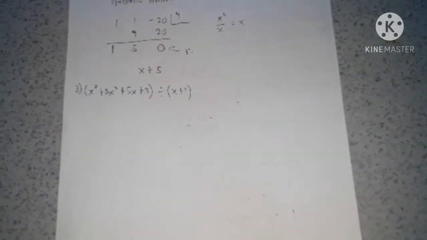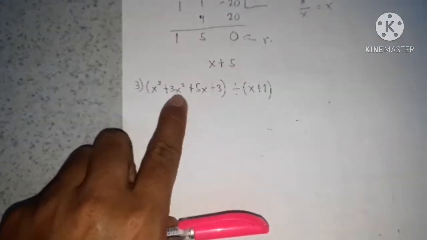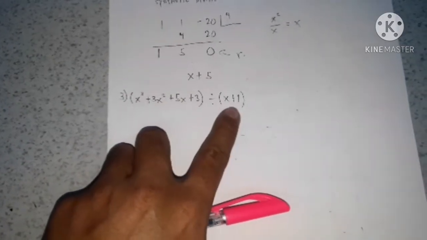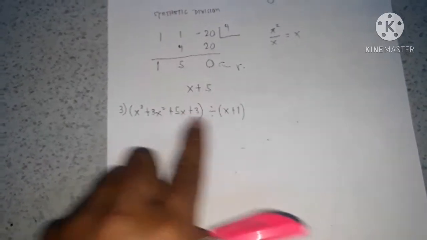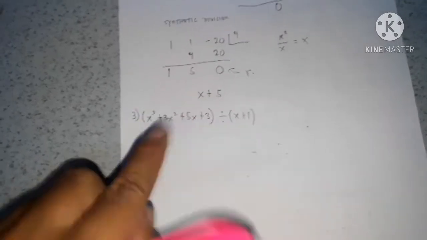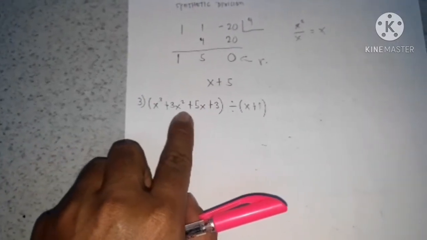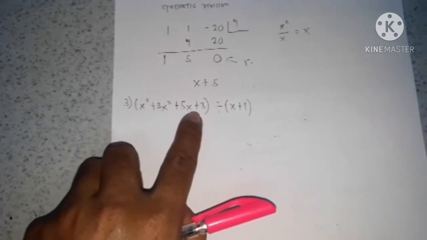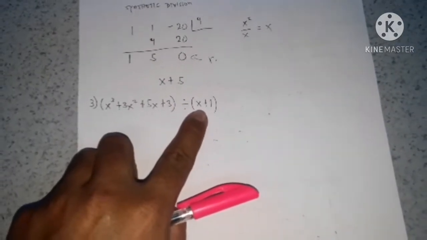And so for number 3 we have x cubed plus 3x squared plus 5x plus 3 divided by x plus 1. Again, this is the dividend. This is the divisor. So again, as you can see, naka-express na naman siya in standard form. Then, wala namang missing term. Ganun din. So, proceed na tayo sa long division.